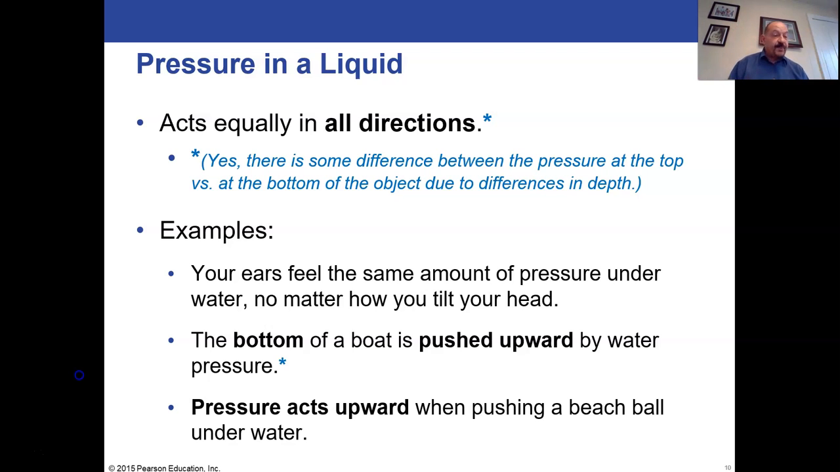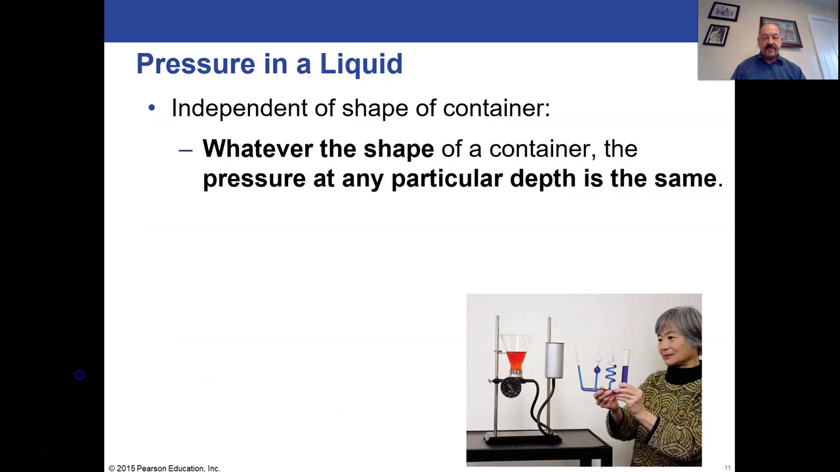And if you had a beach ball submerged completely, you would get pressure around it in all directions. Now it's not exactly true that it's equal in all directions, because the top tends to be less, because there's less water pressure at the top than the bottom. But if the object is small enough and the top and the bottom are around the same depth, the actual pressure in all directions around that object will be the same.